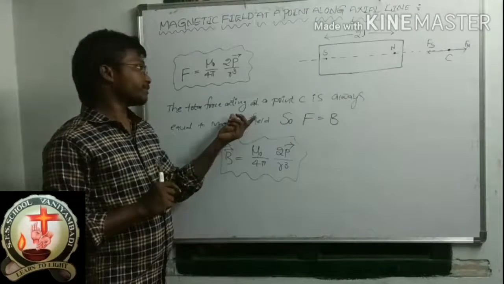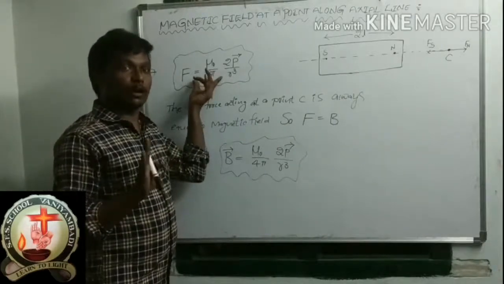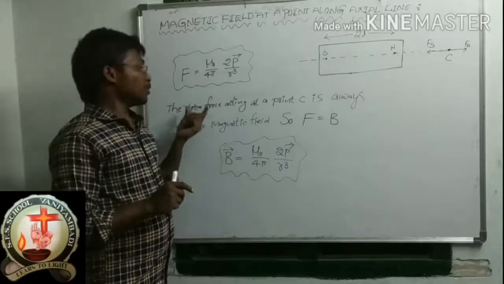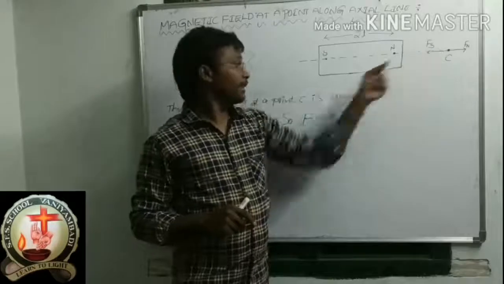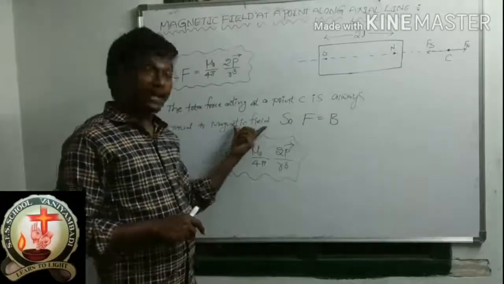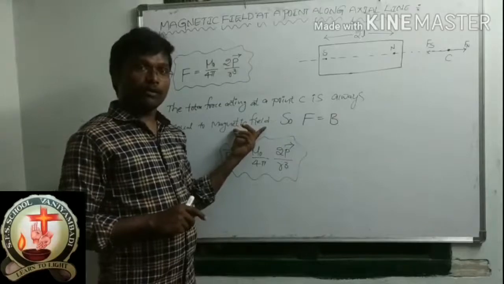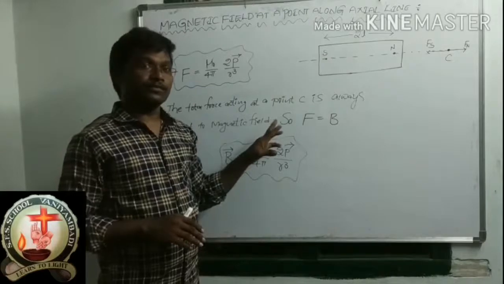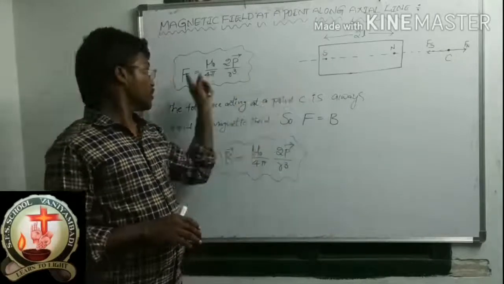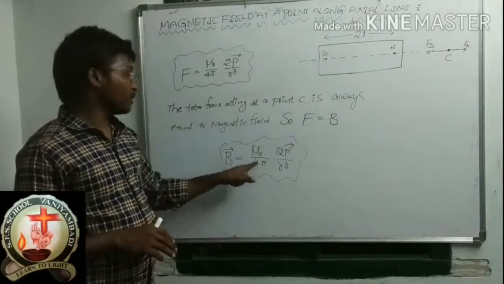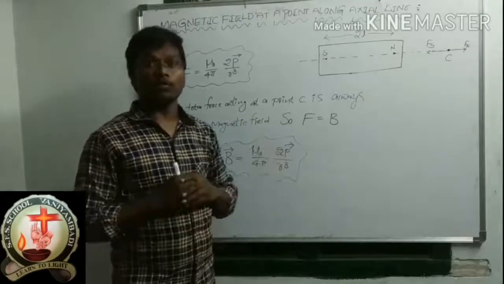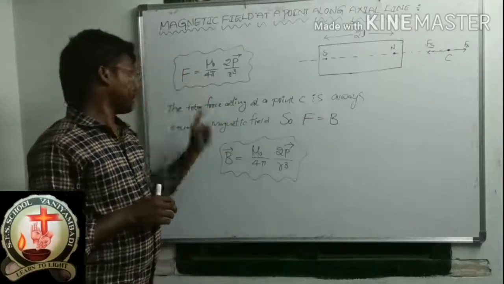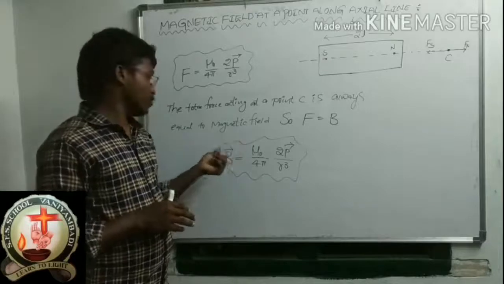You can remember this step. Still, here you have no doubt. I know that. But how did I write this in the place of F, B? Because the total force acting at a point C is always equal to the magnetic field. So F is equal to B. So in the place of F, I substituted the B value. B is equal to mu naught by 4 pi into 2 P bar by r cube. Magnetic field is a vector quantity, so I indicate it as B bar.